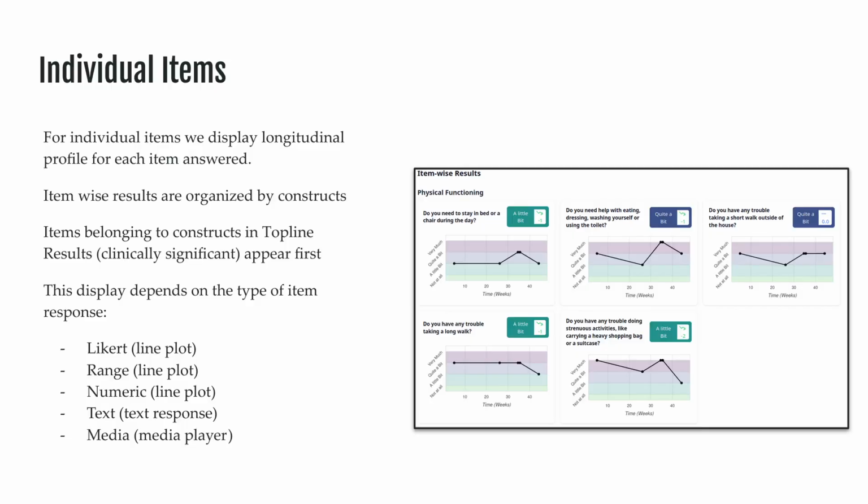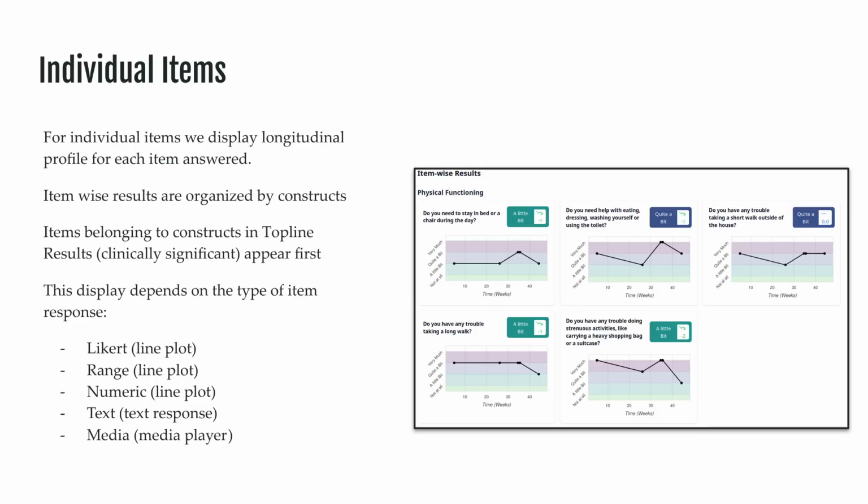Now let's come to the display of the individual items. For individual items, we display the longitudinal profile of each item that is answered. Now, why is this so? Because each item is a particular question, and each question can have value to you aside from the scoring that is being measured. Items which belong to constructs which are reported in the top line results are considered clinically significant and will appear first before the other items.